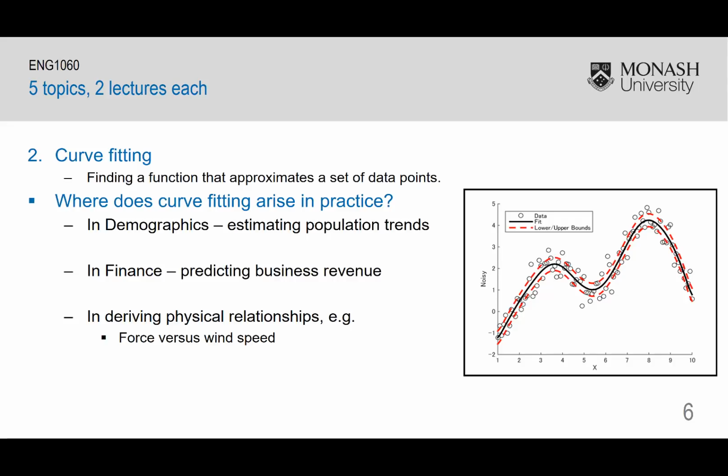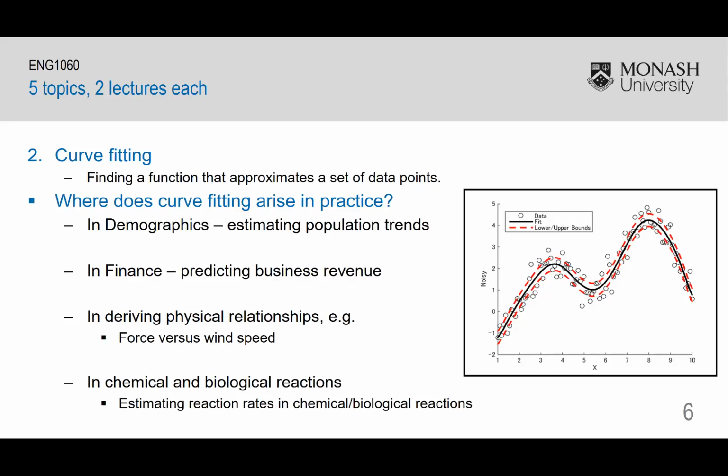Importantly, in engineering, we would use it in deriving physical relationships that say how things vary as a function of something else. So for example, what's the force on a building as a function of the wind speed? We do it also in chemical and biological reactions. So estimating the reaction rate in these things, again, usually from experimentally measured data.